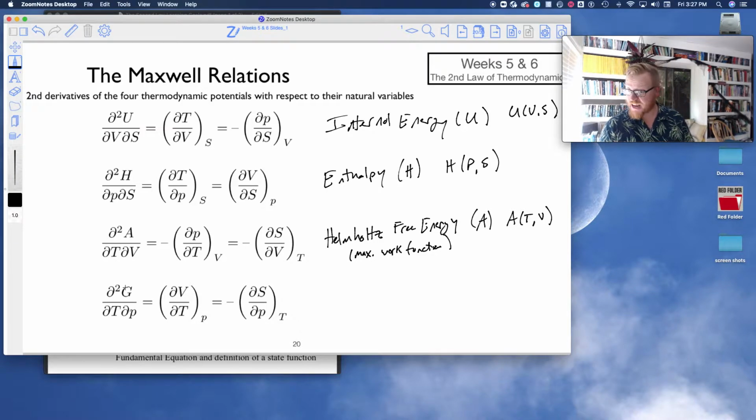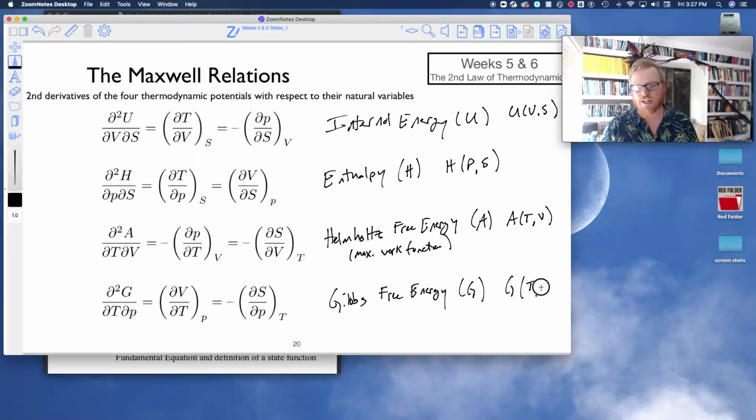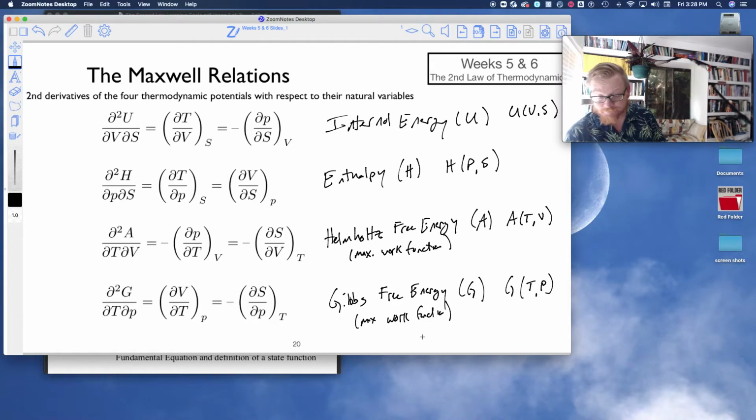And also G, hopefully you recognize G. This is the Gibbs free energy. G, which is a function of T and P. Okay. Also, this is often referred to as the maximum work function. Okay. So we haven't talked about Helmholtz or Gibbs yet, but I'm going to be introducing those very shortly.